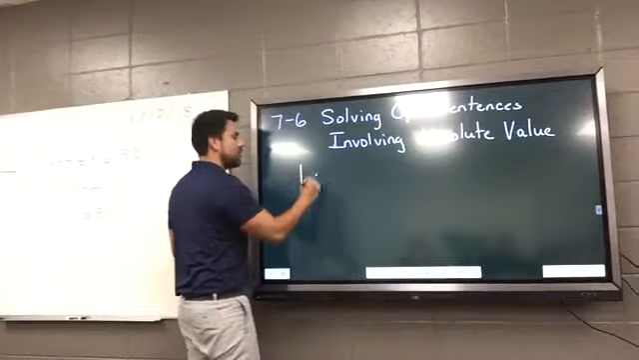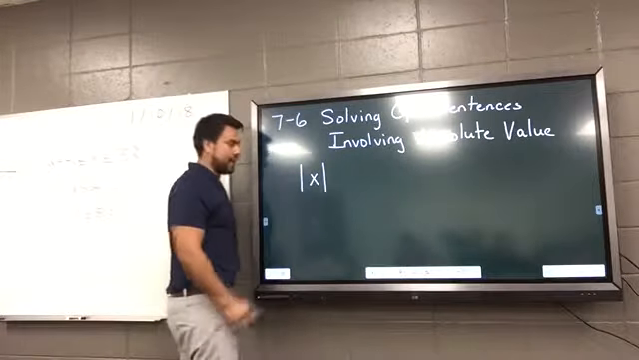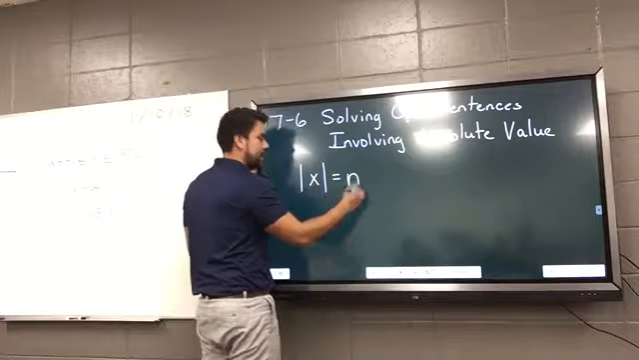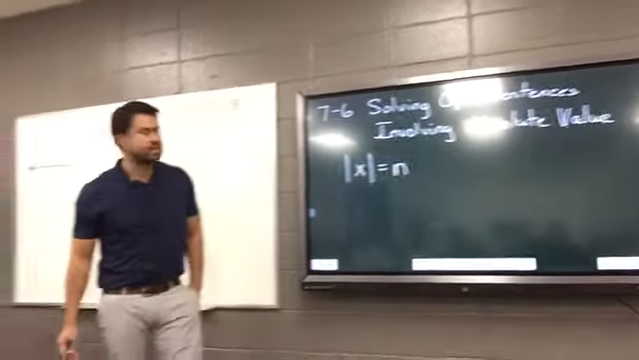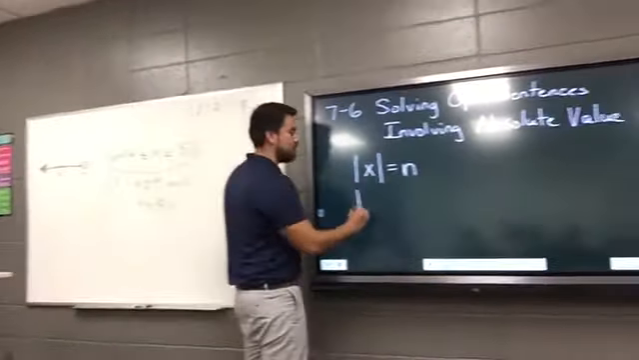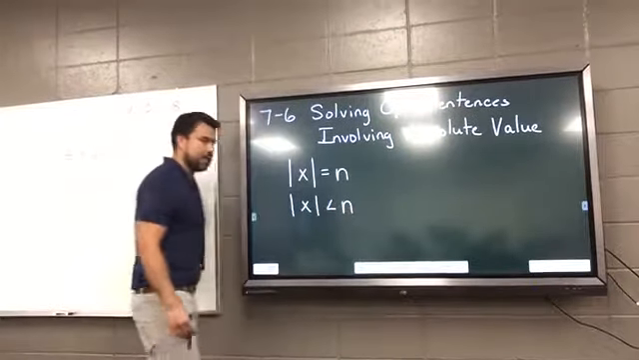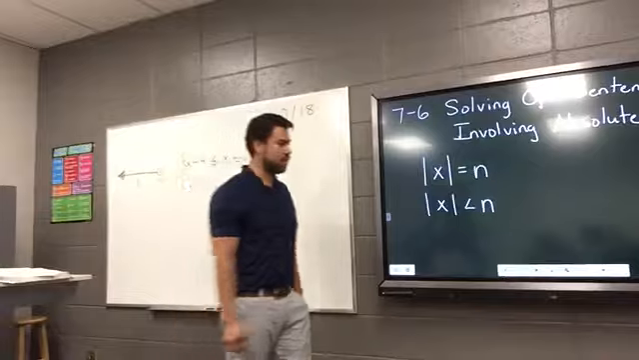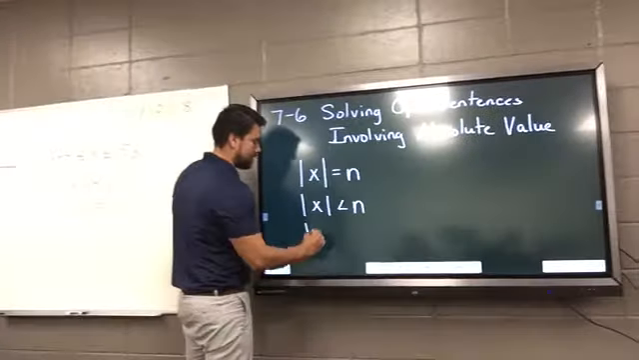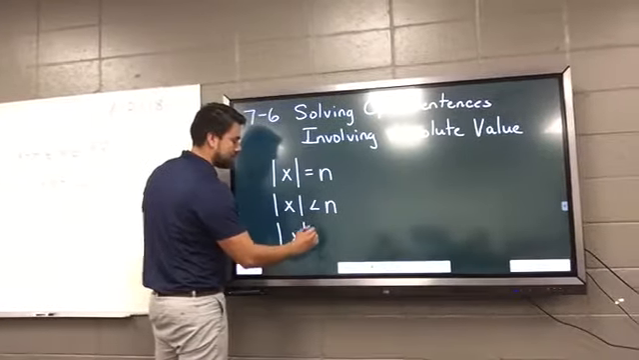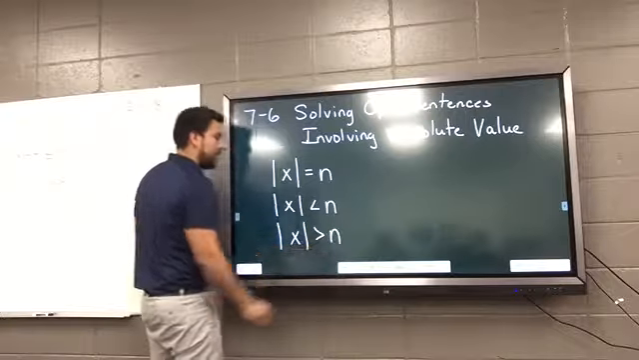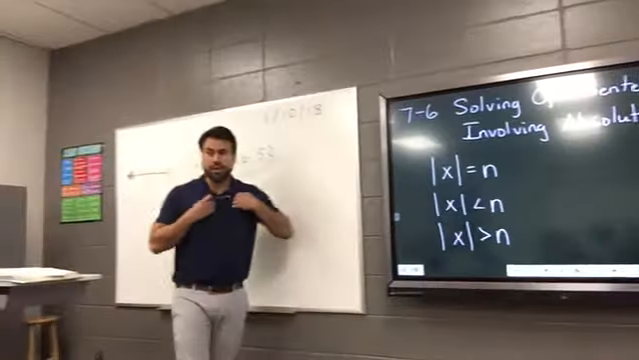We're looking at the first one. The absolute value of x is equal to n. That's going to be the first one. We'll cover that today. The absolute value of x is less than n. That's the second one. We'll cover that one as well today. And then the third one is the absolute value of x is greater than n. And we're going to get that tomorrow.